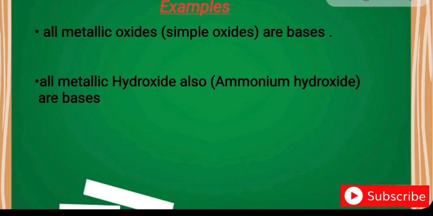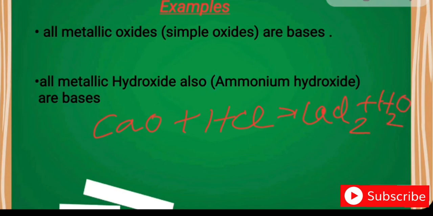Now let us check the examples. Metallic oxides are basic in nature, like sodium oxide, calcium oxide, all are basic in nature, because when calcium oxide reacts with the hydrochloric acid, you will get calcium chloride plus water. So to balance it, multiply HCl with the 2. I think now it is balanced.